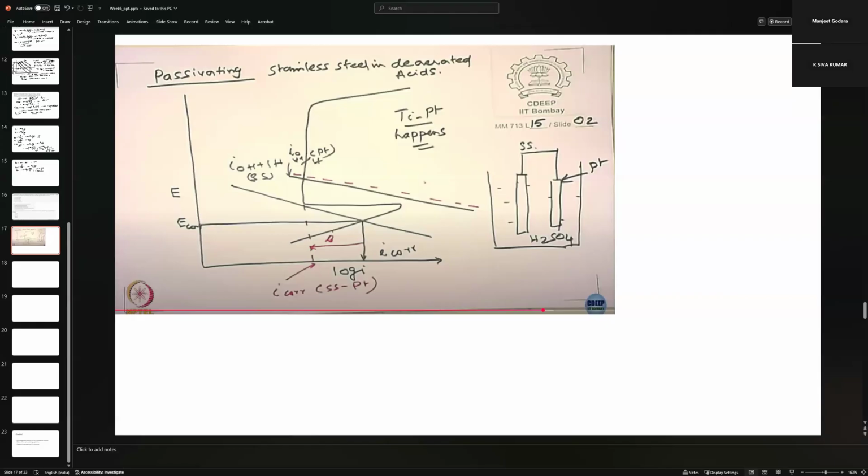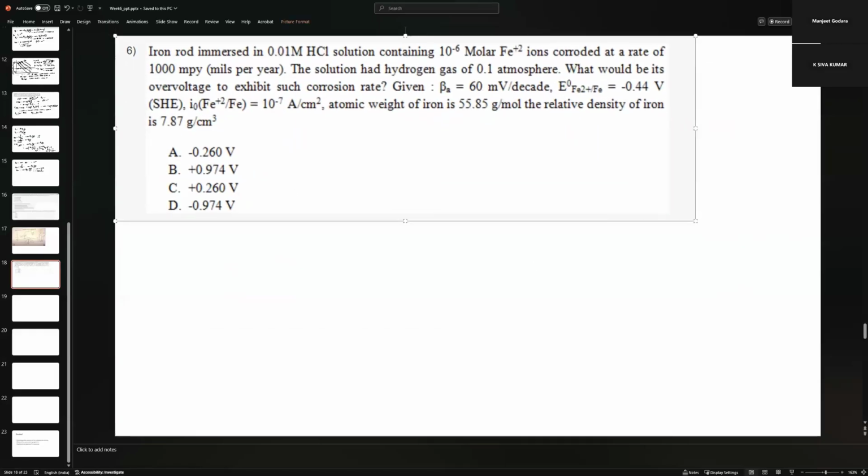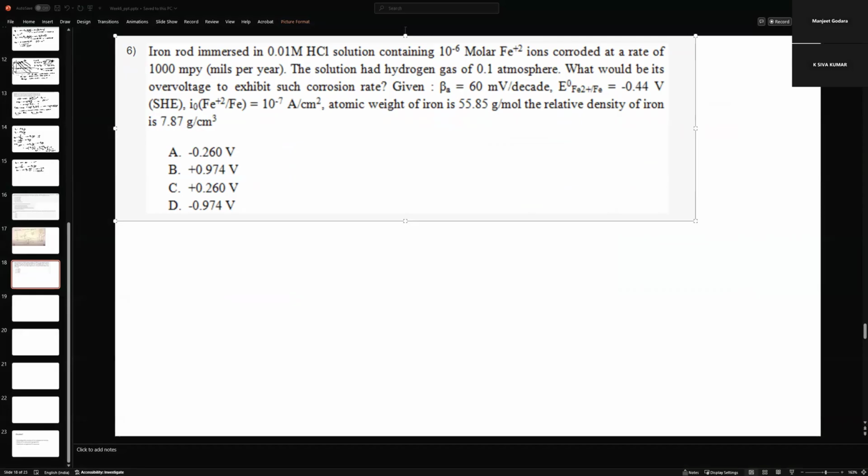The sixth one is metal matching. Next one: a rod is immersed in HCl solution. You're given the Fe ion concentration, the corrosion rate, and the hydrogen gas partial pressure. What would be the overvoltage to enable such corrosion rate? So you have to calculate the overvoltage. From the rate of corrosion you can calculate it. The answer is C, I think. Yeah, your answer is correct.